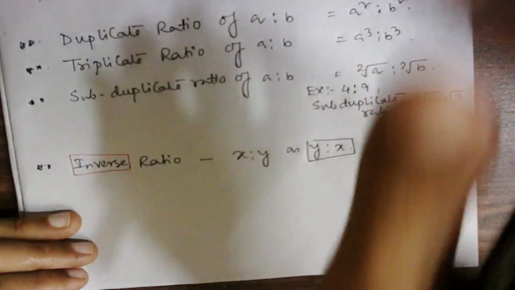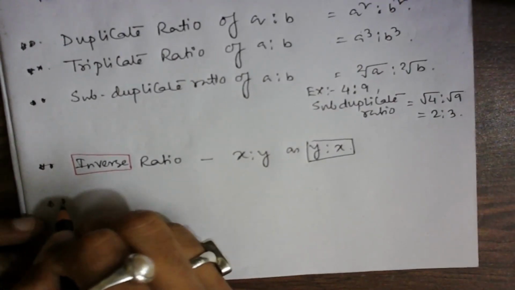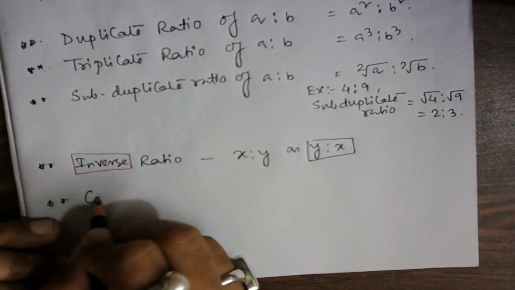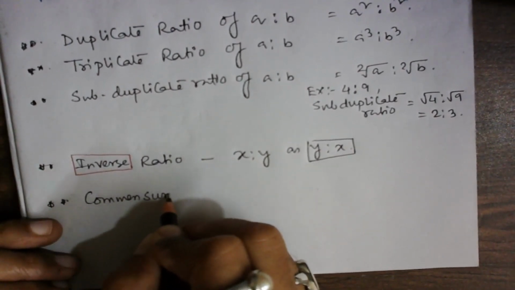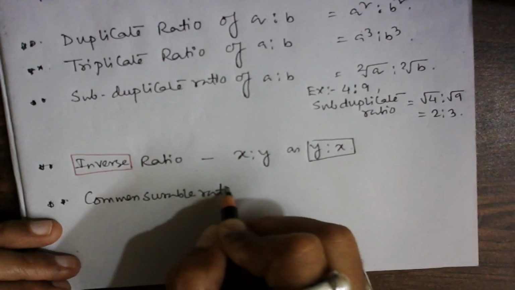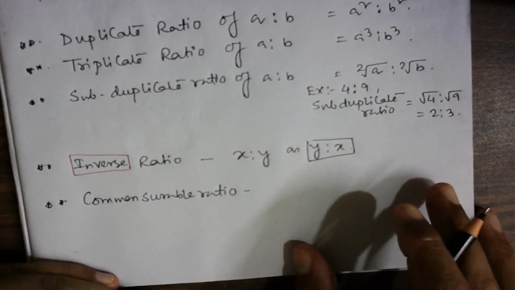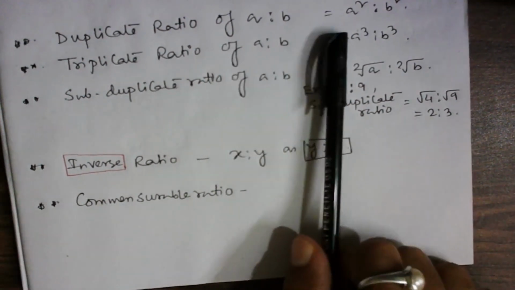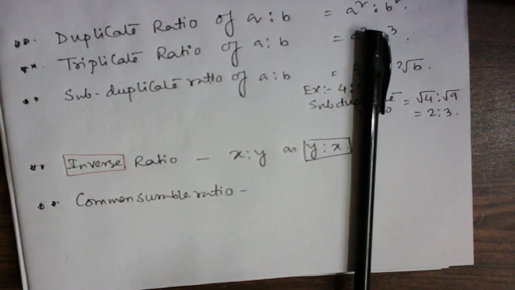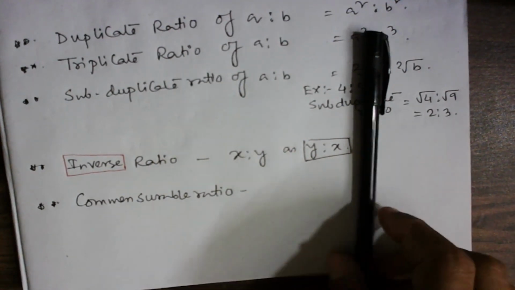Now let's understand commensurable ratio. What is the actual meaning of commensurable ratio, sir? Commensurable ratio means that if the terms of the ratio are integers, the ratio is called a commensurable ratio. I am giving you an example. Please write it down.